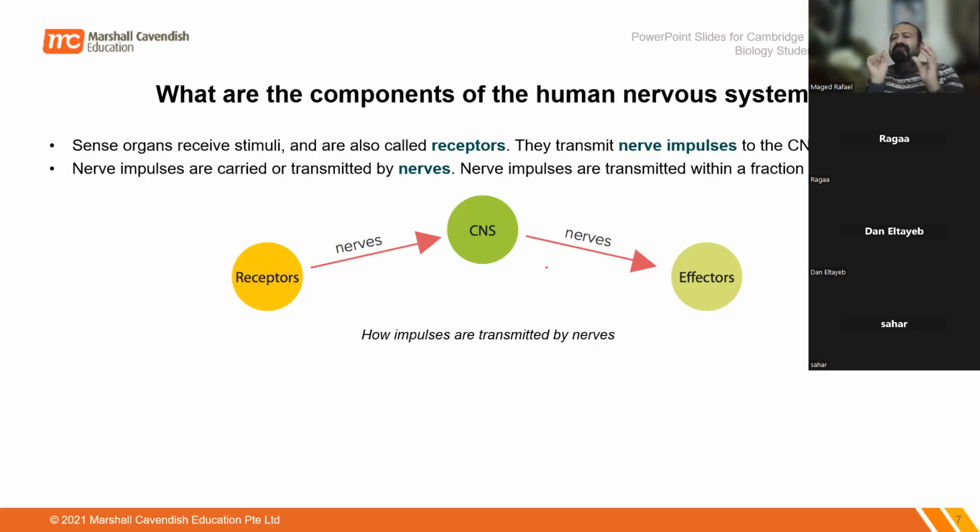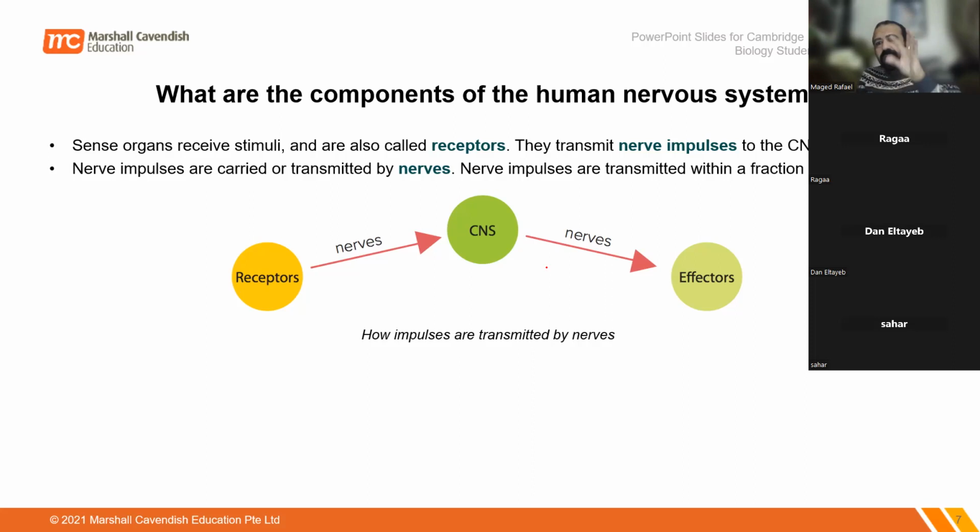Okay, the effector is a name for either the muscle or the gland, because in some actions the action will be taken by a gland by releasing a specific hormone. Not all actions need a muscle. Some actions need a specific type of hormone to be released, and we will understand this later, maybe by the end of this session or the next class.